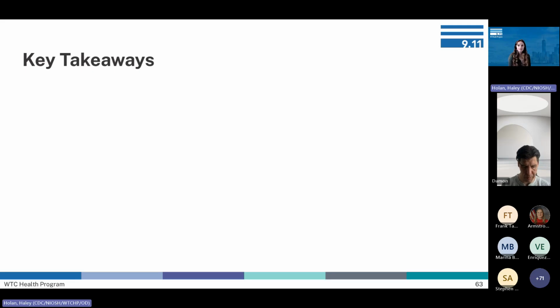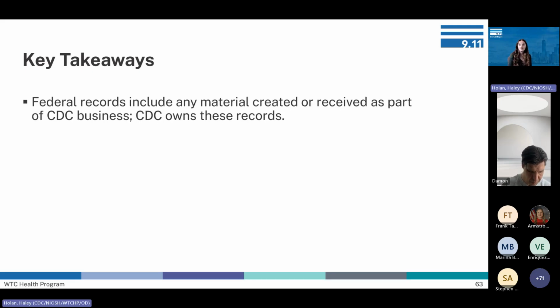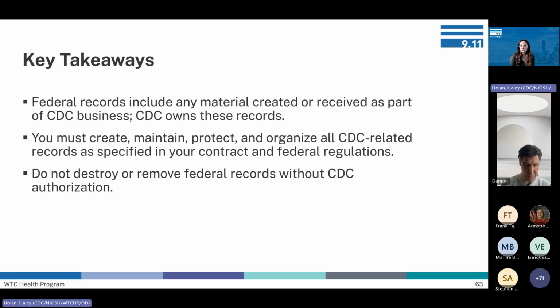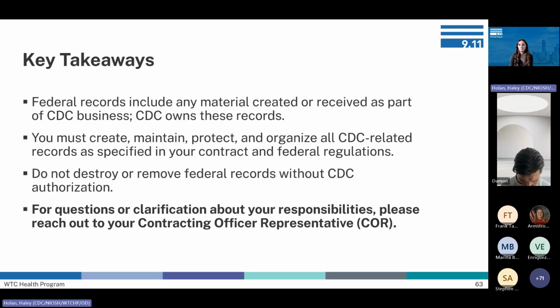Okay, a few key takeaways from the training today. Federal records include any material created or received as part of CDC business, and CDC owns these records. You must create, maintain, protect, and organize all CDC-related records as specified in your contract and in accordance with federal regulations. Do not destroy or remove federal records without CDC authorization. If you have any questions about your responsibilities with records management, don't hesitate to reach out to your contracting officer representative. We also have our fabulous records management experts here at the program who will be happy to answer any questions as well.